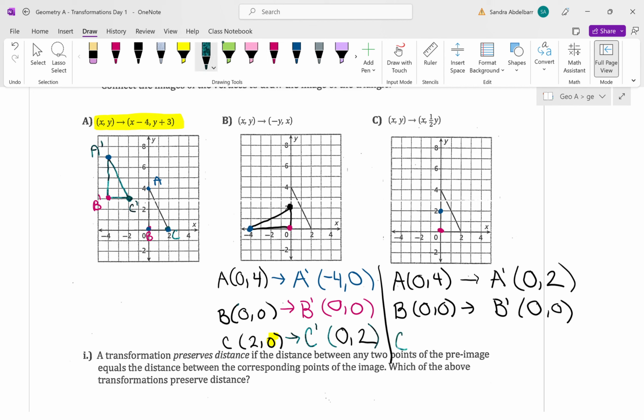And then the last one is (2, 0). So for (2, 0), it says keep the x-coordinate the same. Well, the x-coordinate is 2. And then it says take half the y-coordinate. But half of 0 is 0. What happened to this triangle? It shrank. Yeah, it got smaller.